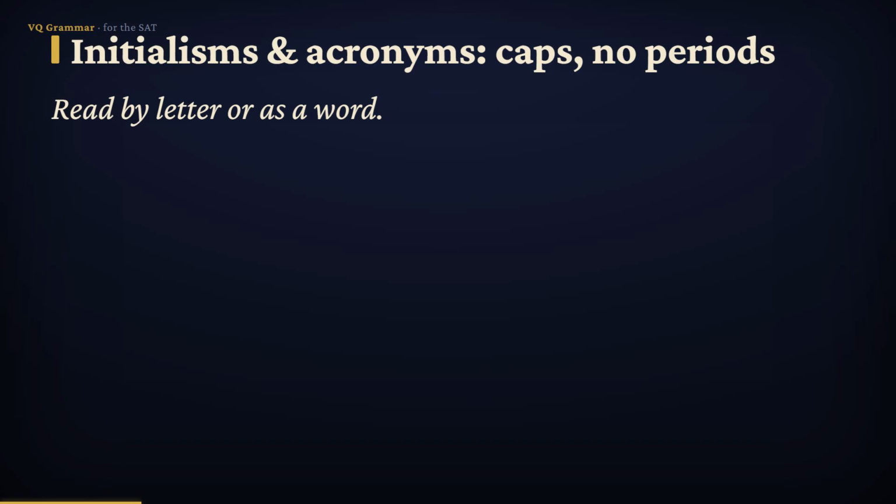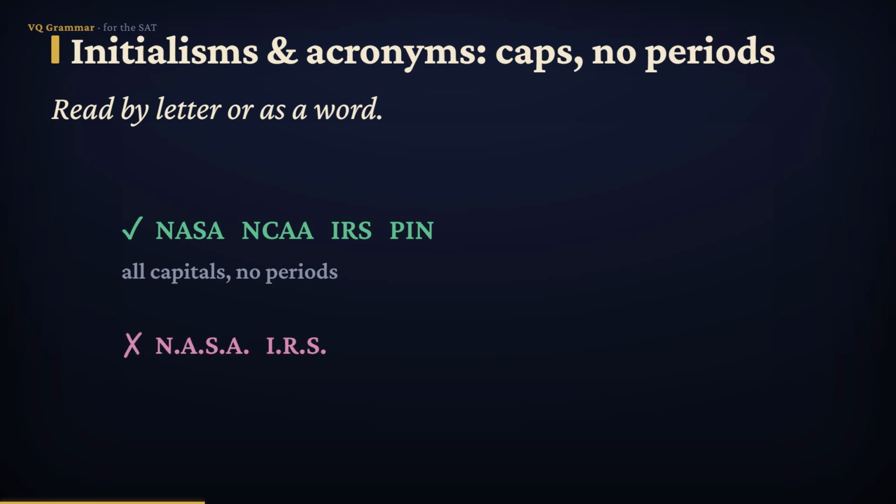Now the modern kind. When an abbreviation is read letter by letter, like IRS, or pronounced as a word, like NASA, you use all capitals and no periods. NASA, NCAA, IRS, PIN. No dots between the letters. Writing NASA with periods is wrong. There are two famous exceptions that keep their periods: U.S. and Washington, D.C. But aside from those, modern letter abbreviations are all caps, no periods.